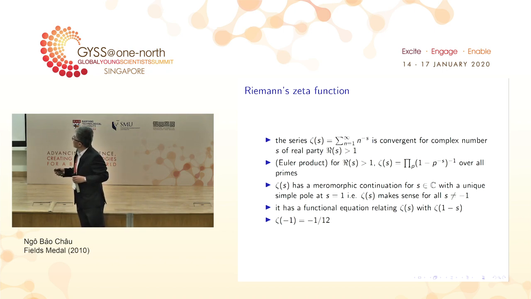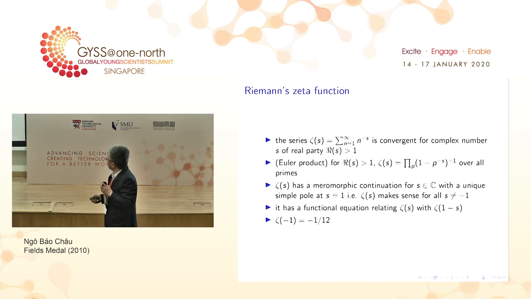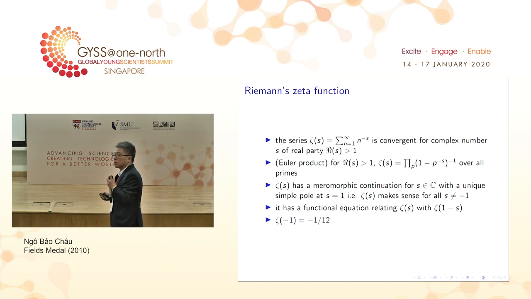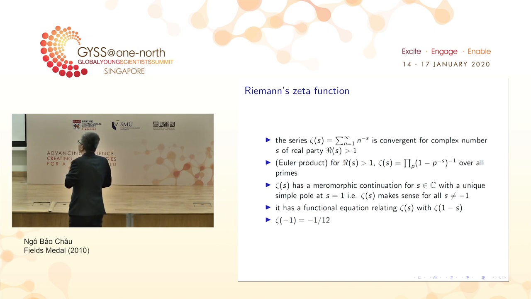And here there's some Euler. We go back a little bit in history, to Euler in the 18th century. He makes the observation that this sum can be turned into a product over primes. This is very simple.